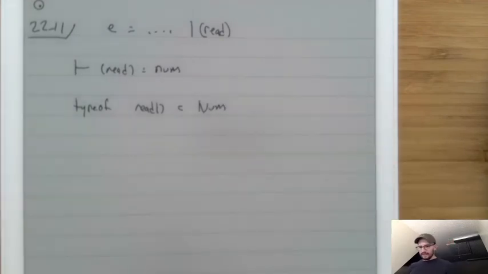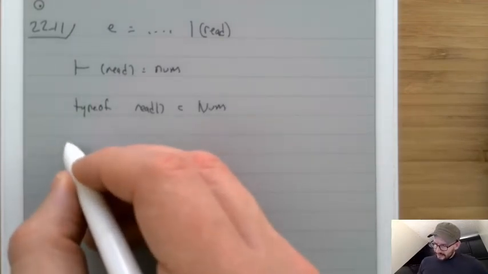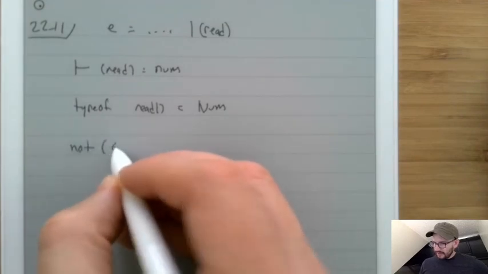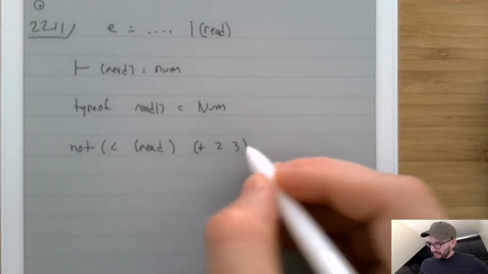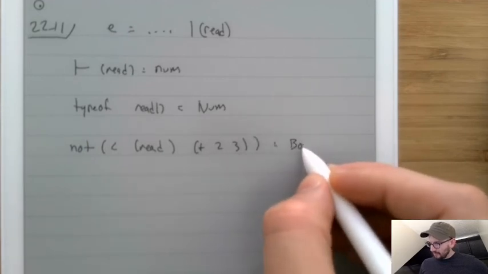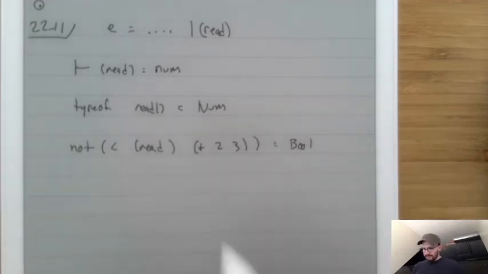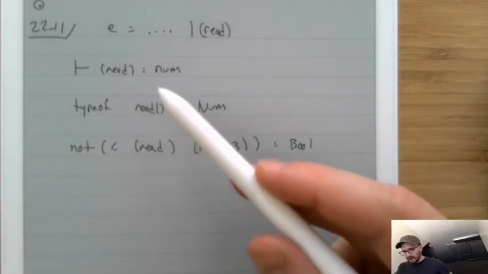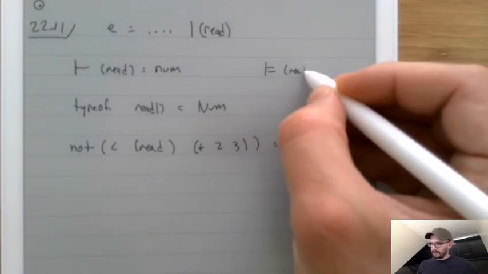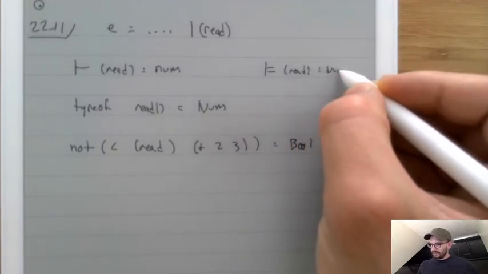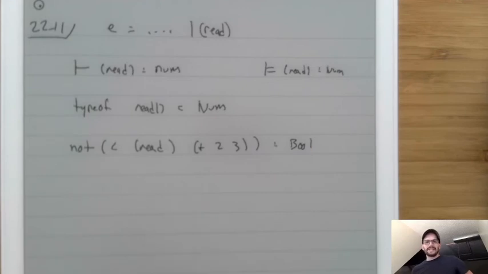Now the thing that's cool about this is that we can predict that not less than read plus 2, 3, is a bool and will never be wrong, because read, by definition, always produces a number. So we know, via the model, that it always produces a number. This is an example of how what a type system can do is it can let us make predictions about things that haven't happened yet.